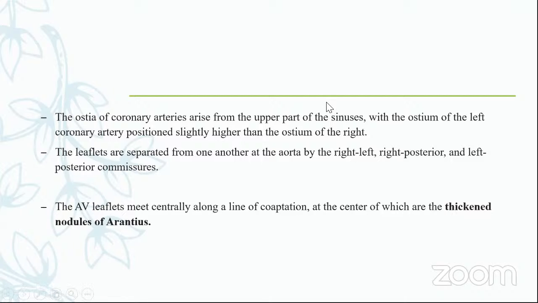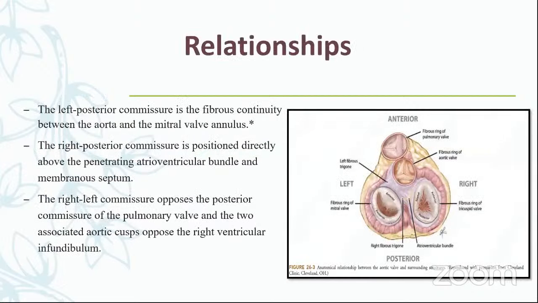The leaflets are separated from one another at the aorta by commissures, and there are 3 commissures: the right left commissure, the right posterior commissure, and the left posterior commissure. At the center, the leaflets will meet at the line of coaptation, which will form what is called the nodules of Arantius. So what is the relationship of the aortic valve?